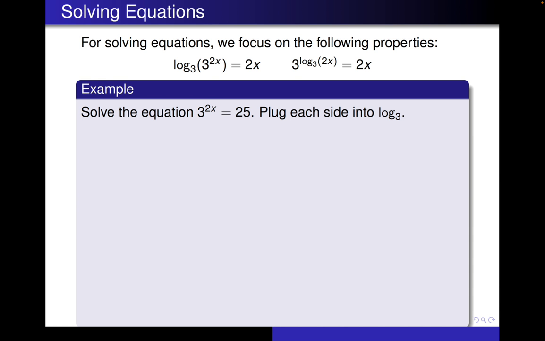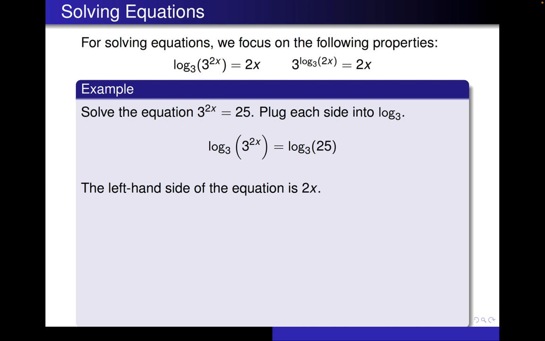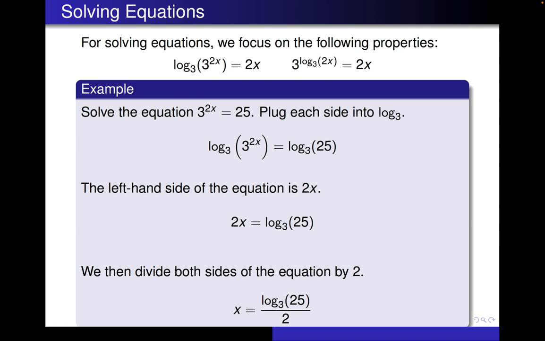So a good idea for us is to plug both sides of that equation into log base 3. When we do that, we're plugging the same values into log base 3, so it'll still give us an equation. So here we have log base 3 of 3 to the 2x equals log base 3 of 25. The left-hand side is going to simplify to 2x because of the upper left equation: log base 3 of 3 to the 2x is equal to 2x. So we end up with 2x equals log base 3 of 25. And now it's going to be a piece of cake solving for x. We just divide both sides by 2 and get x equals log base 3 of 25 divided by 2. And that enables us to solve for x.